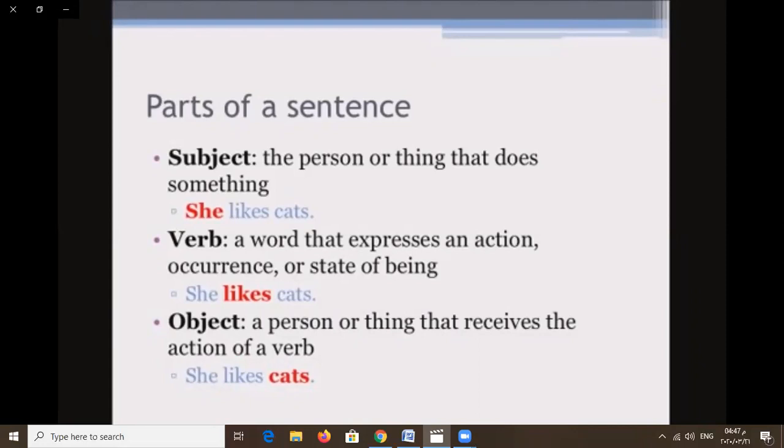She, subject. Verb, a word that expresses an action or state of being. She likes cats. Likes, verb. Object, a person or thing that receives the action of a verb. She likes cats. Cats, object.